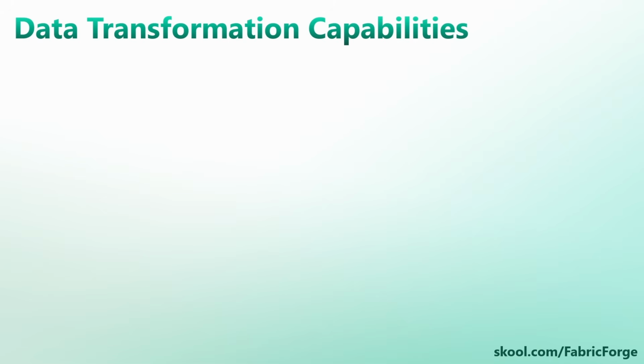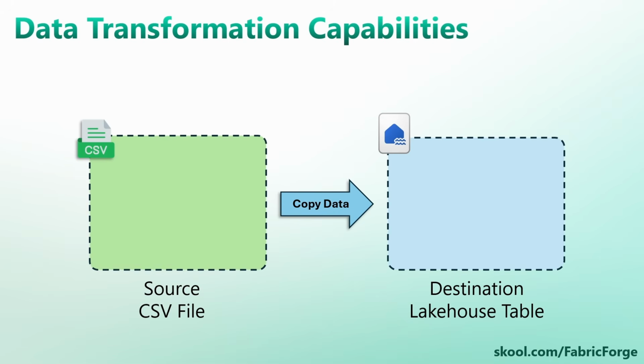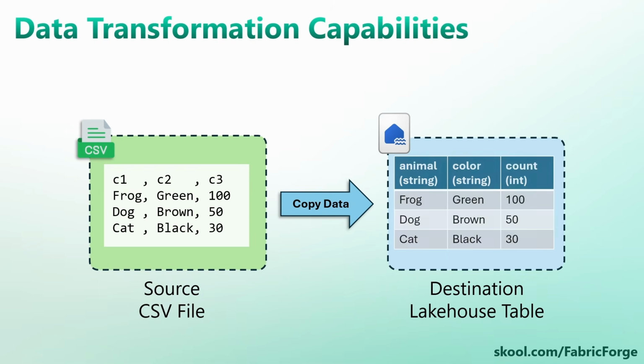Even though copy data is not really a data transformation tool, and there are many better tools in Fabric for that purpose, like data flows and notebooks, it still has some limited data transformation capabilities. Like discussed, copy data allows you to change the data format, for example from a flat file to a delta table. Also, copy data allows changing column names and data types by using the mapping feature. Next, let's go to Fabric and do a little demo about the copy data there.